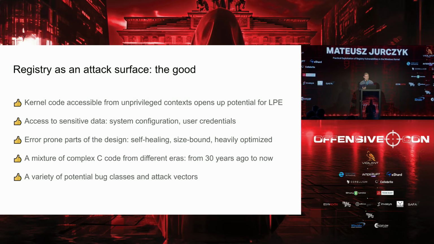When it comes to the registry as an attack surface, I wanted to talk about the good and the bad parts. So when it comes to the good parts, first of all, as I mentioned, it is basically kernel code that is reachable from many unprivileged contexts. So we can get LPE if we find some interesting vulnerability in the Windows registry. It also processes very sensitive data, such as system configuration and user credentials. So even if we get some bug like an information disclosure, that can also have a very big security impact.